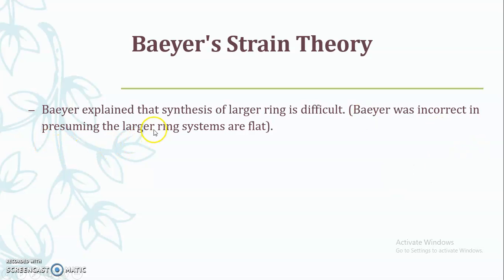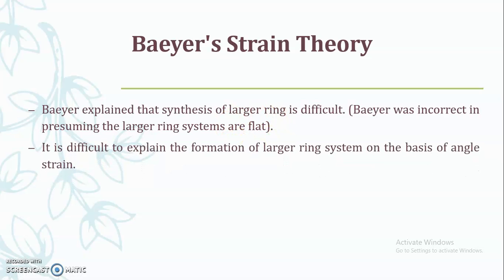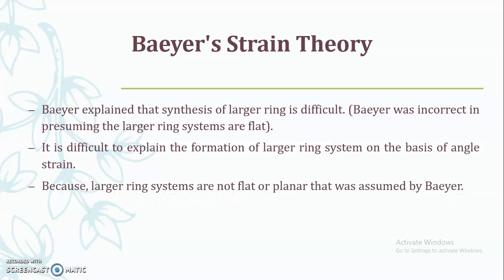Also, Baeyer explained that synthesis of larger rings is difficult, but here you have to note that Baeyer was incorrect in presuming that larger ring systems are flat. He assumed that all the cycloalkane molecules, whatever the number of carbon atoms, are planar in nature, or flat. Here he made that particular mistake. It is difficult to explain the formation of larger ring systems on the basis of angle strain, because larger ring systems are not flat or planar. That was assumed by Baeyer. So here he was wrong.